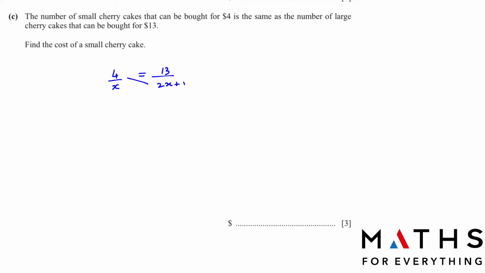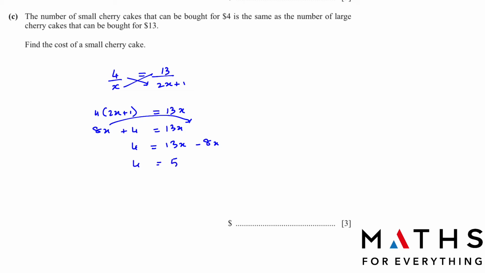Now we will cross multiply. Remember to put a bracket, and then 13 times x. We will expand the bracket, bring the like terms together. So 13 is the bigger number, so shift the 8x to the other side. We don't want our x to be negative. Now this is a multiply. When you shift to the other side, it will be a divide. So that is $0.8.